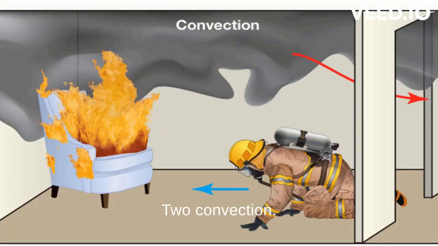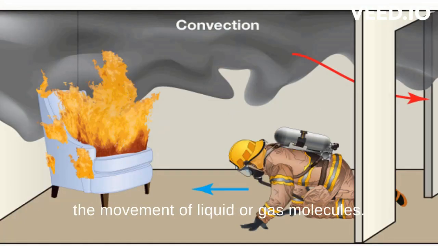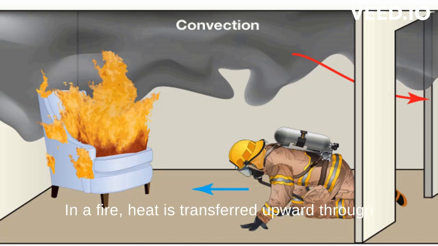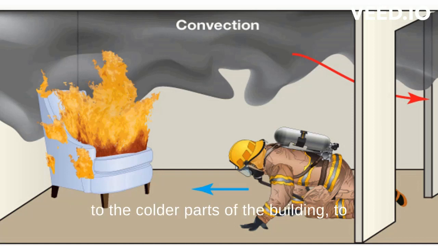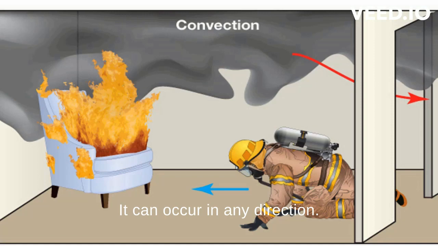2. Convection. Convection is the transfer of heat energy through the movement of liquid or gas molecules. In a fire, heat is transferred upward through hot smoke or gases from the fire. Heat transfer occurs from the hot fuel gas to the colder parts of the building, to materials inside the building, and to cooler air. It can occur in any direction.